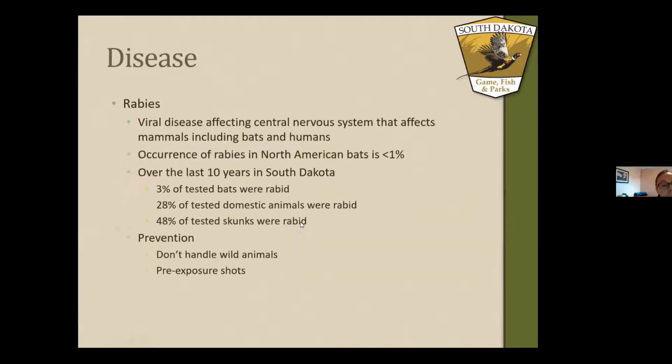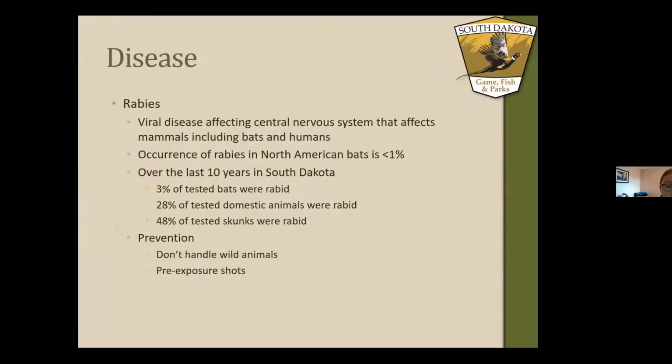And rabies. Rabies is a viral disease that affects the central nervous system of mammals, and this includes both humans and bats. Occurrence of rabies in the wild in North American bats is less than 1%. The statistics I have here are from the South Dakota Department of Health Lab. Over the last 10 years in South Dakota, of all the bats that were tested, 3% were rabid. For domestic animals, 28% were rabid, and of the skunks that were tested, 48% were rabid.